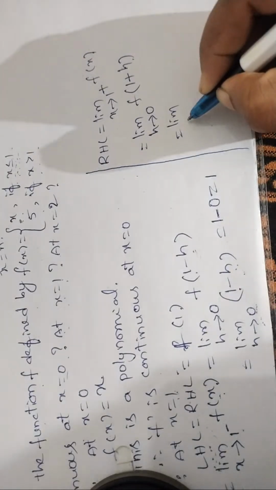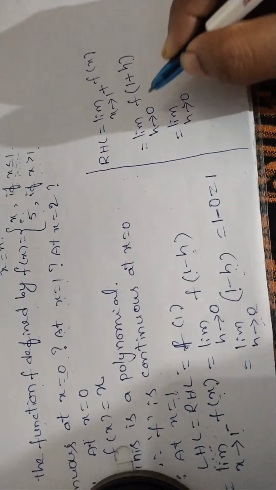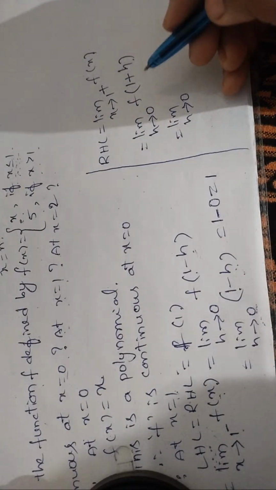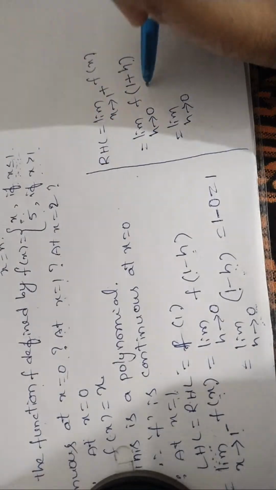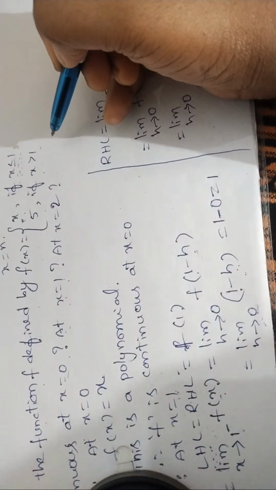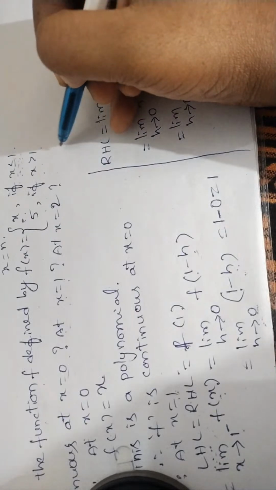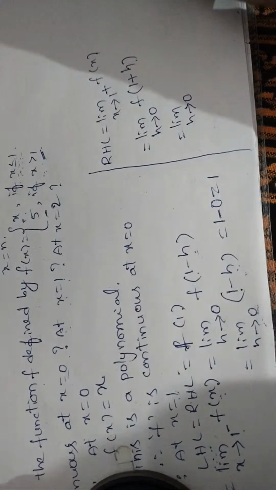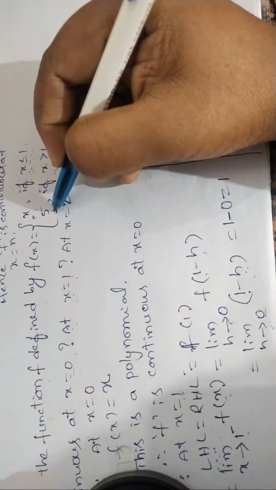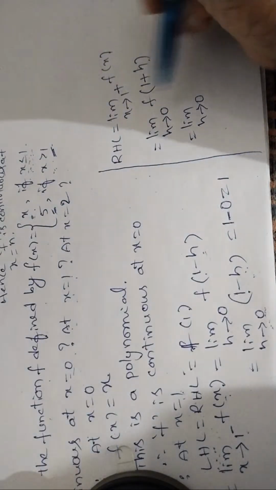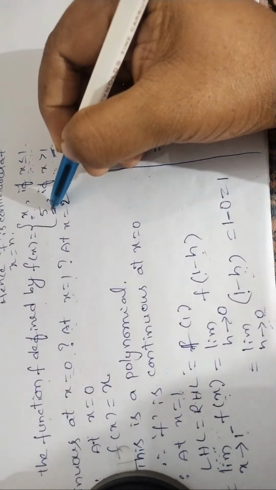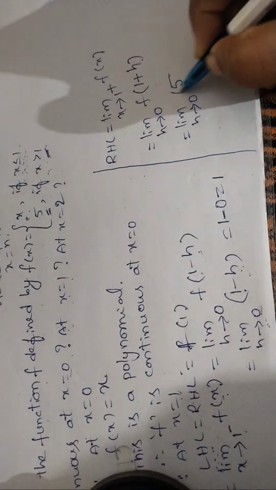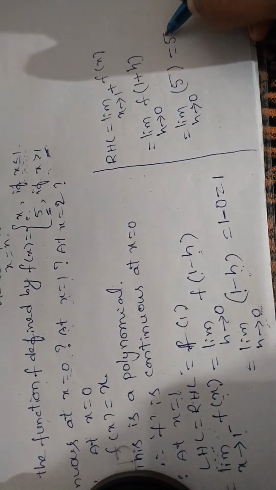At that time, what is the function? 1 plus means more than 1, and there the function is 5. When it is 1 plus, more than 1, the function is 5. So I will write here the function 5. Now this value is 5 only.